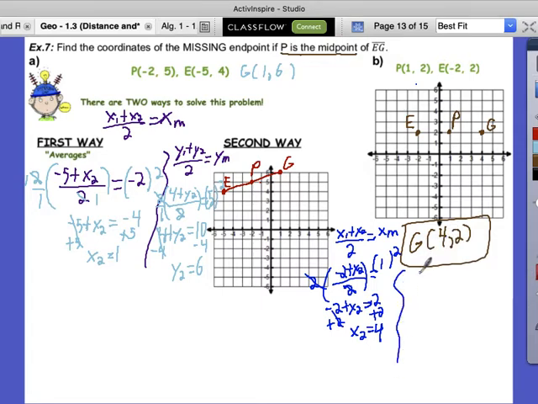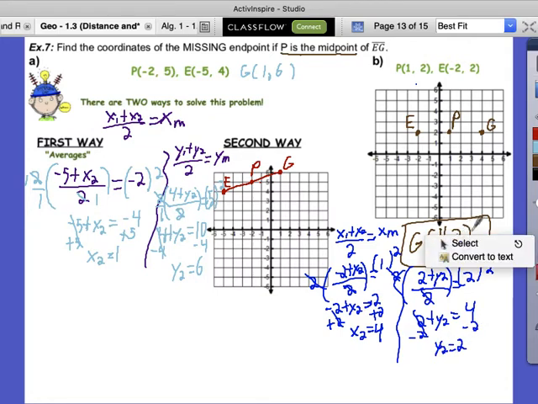Same thing with the y's. If I add the y's together, I do 2 plus y2, because 2 is the y we know, over 2, and that's equal to the y of the midpoint, 2. I multiply by 2 on both sides. 2 plus y2 equals 4. Subtract 2 and subtract 2. y2 is 2, excuse me. Is that the same as it ended up being? Yeah. So it works either way.